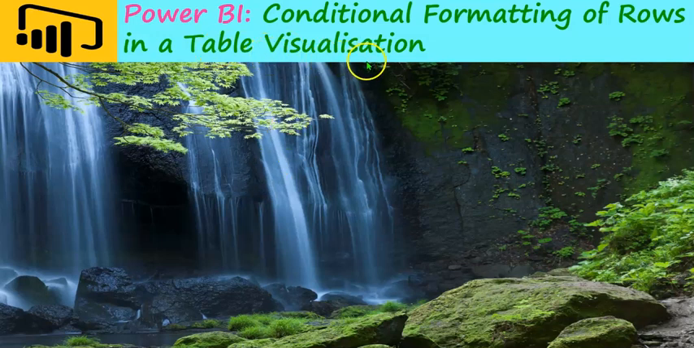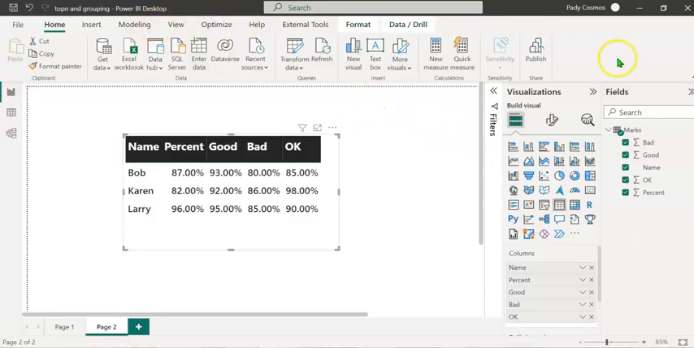In this video, we shall see how to apply conditional formatting to the rows of a table visualization. On your screens is Power BI Desktop. In the right pane, you can see the marks table with five columns. In the canvas, you can see a table visualization.